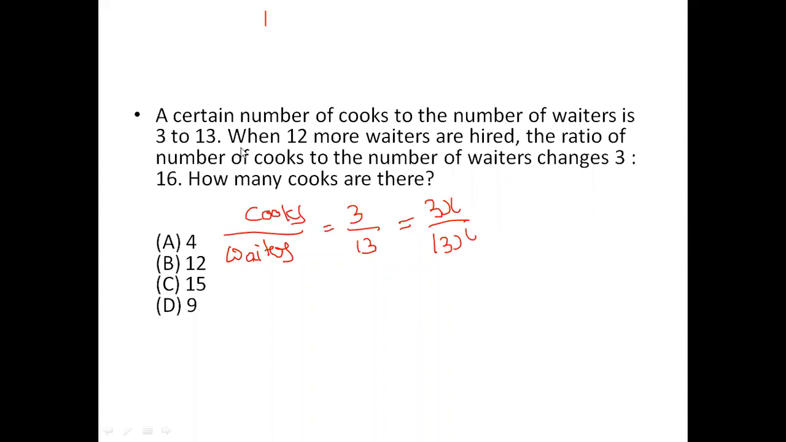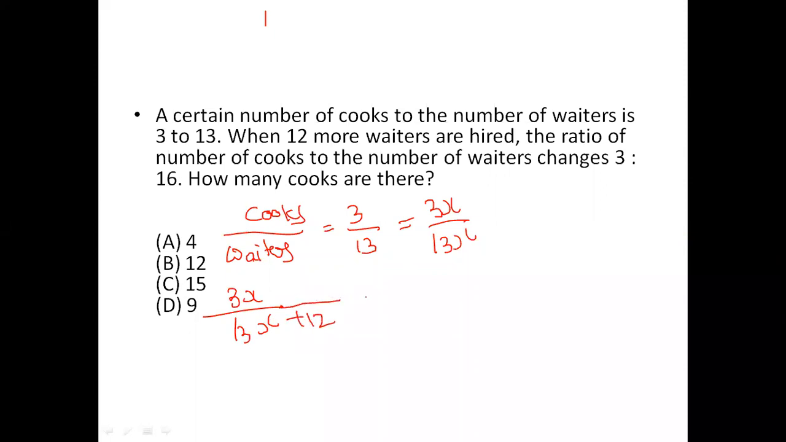When 12 more waiters are hired, the ratio of number of cooks to the number of waiters changes to 3 is to 16. Okay. What they have mentioned in the next line, guys, when 12 more waiters are hired. What is the meaning of that? Waiters are incremented by 12. So cooks, is there any increment? No, there is no increment. When 12 more waiters are hired, that means waiters I could see in the denominator. Actually 3x cooks are there and 13x waiters are there. When 12 more waiters are hired, it is plus 12.